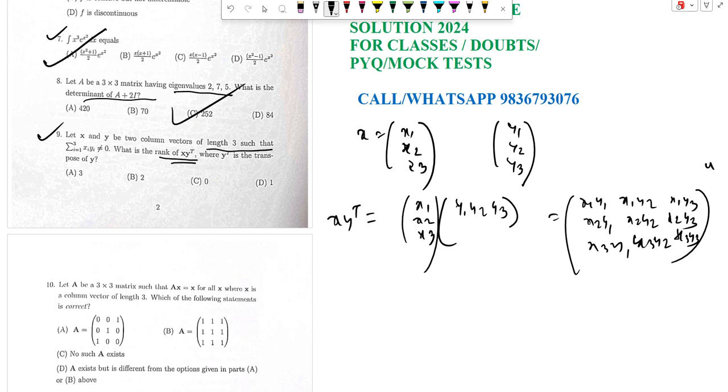To understand the rank of x y transpose, we take the first column, second column and third column. You can see that here this is the first, second and the third, and each is a multiple of x. So all columns of x y transpose are linearly dependent. Therefore the rank of x y transpose is determined by the number of linearly independent columns. Here that is only 1, so the answer in this case will be 1.